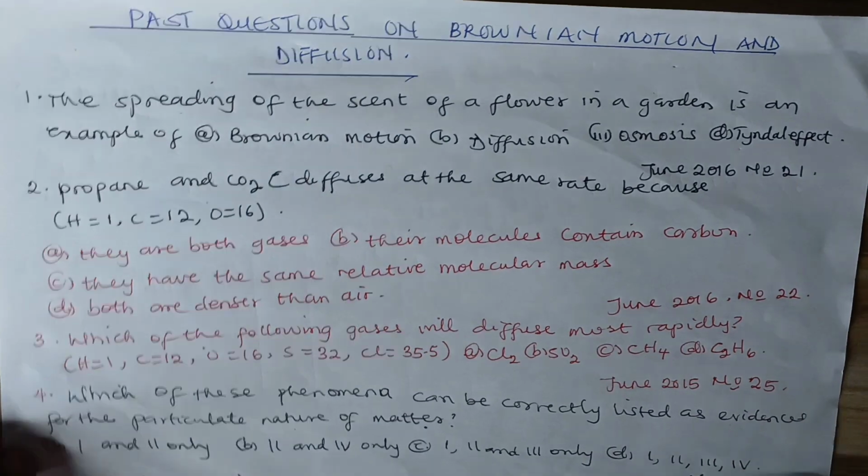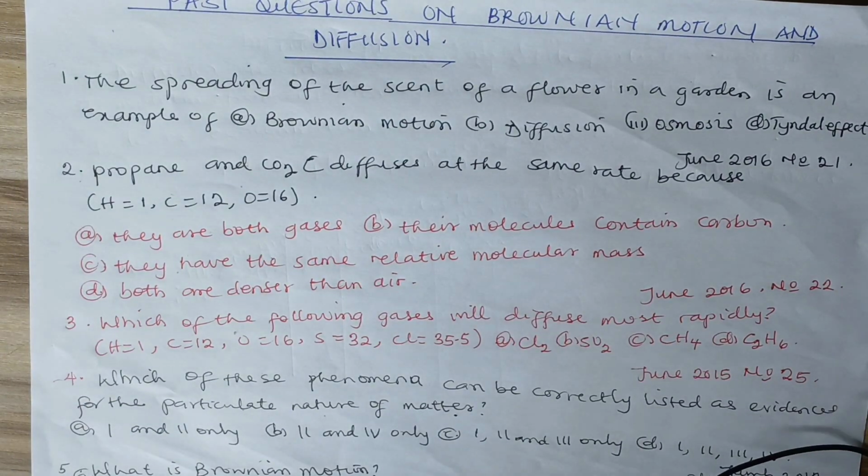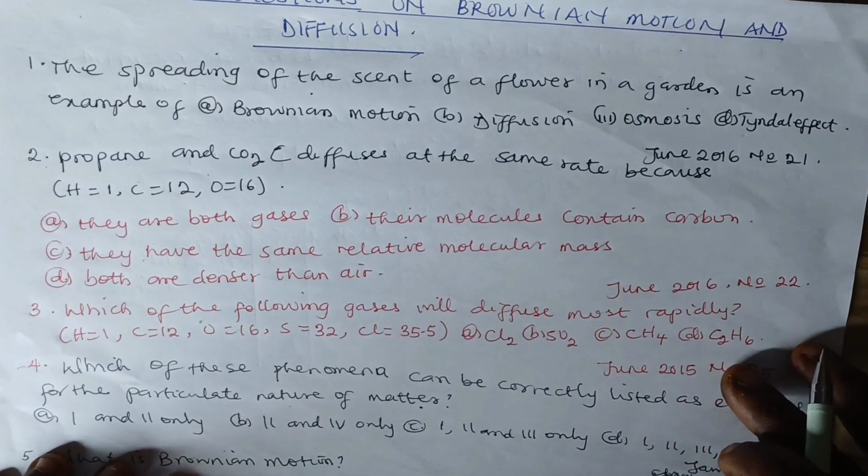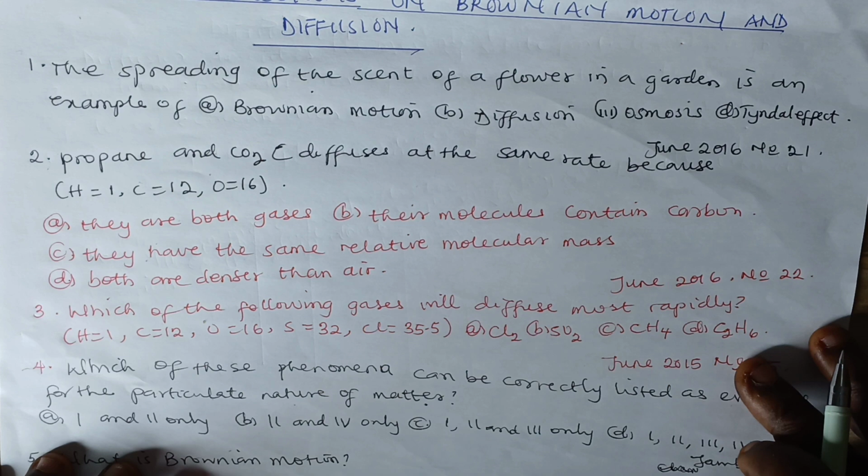Hello, welcome back to past questions revision class on Brownian motion and diffusion. The first question here: the spreading of the scent of a flower in a garden is an example of what? A. Brownian motion. B. Diffusion. C. Osmosis. D. Tyndall effect.